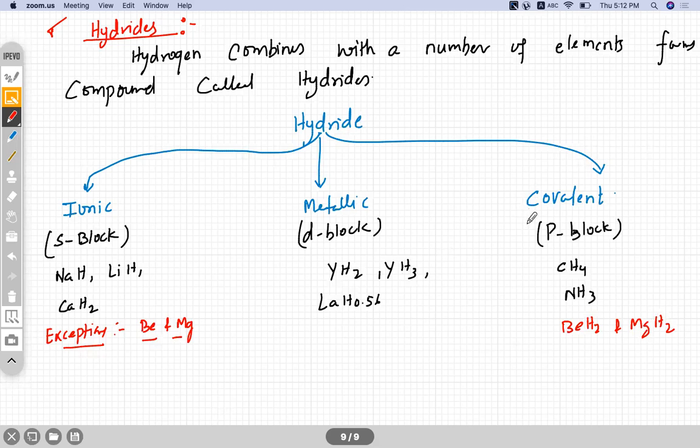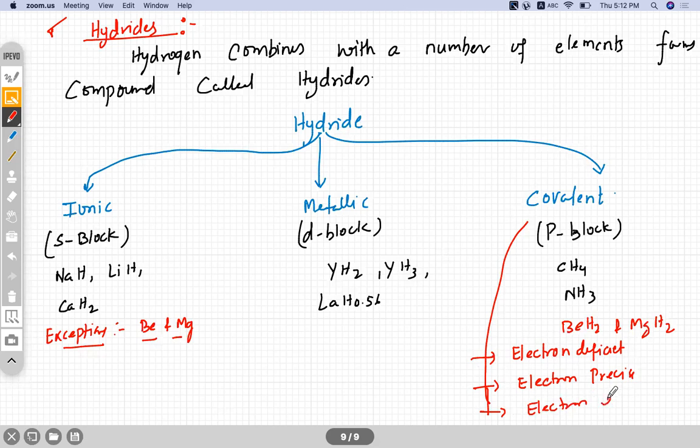Now further, this covalent hydride is classified into three categories. That is electron deficient. Don't write this, okay? Electron precise, and then electron rich. So we'll discuss this one by one, the hydrides that form.